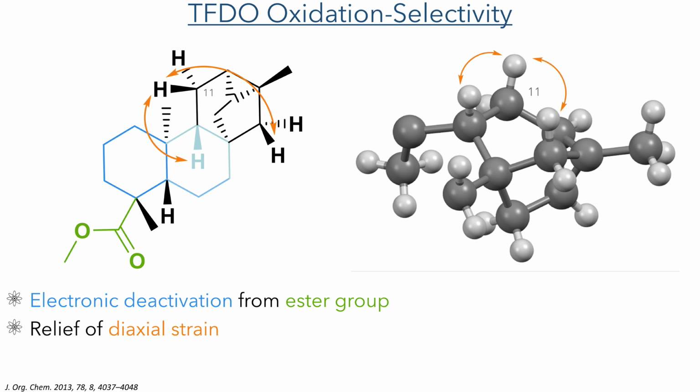The hydrogen occupying the axial position on the C11 carbon has unfavourable 1,3 diaxial interactions with two other positions within the ring. Oxidizing this position relieves the strain and stabilizes the molecule.